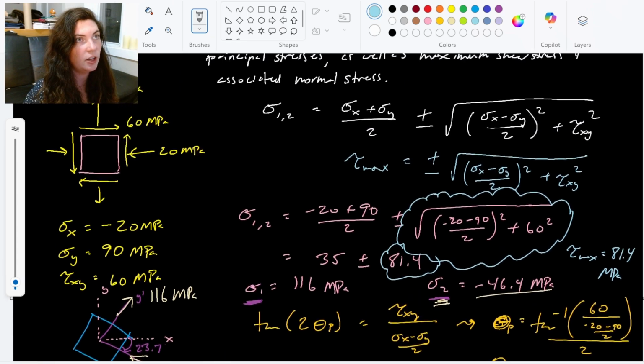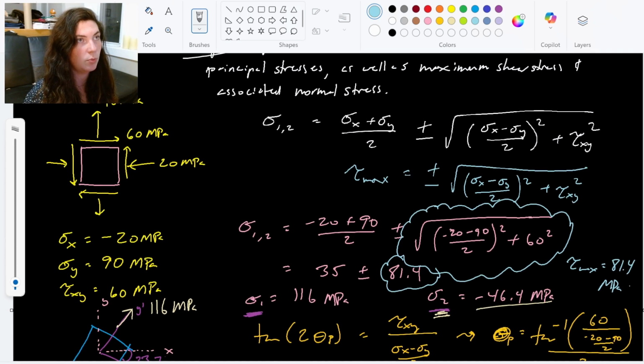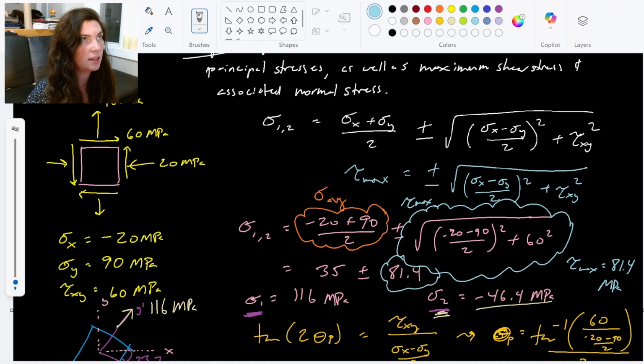But for the second scenario, our shear stress is this 81.4, and the associated normal stress, we also already calculated. This first term is the normal stress. So this is our average. This term is our max shear stress. So we have this guy. Sigma average is 35 megapascals, and we can draw the stress element associated with him if we wanted to.